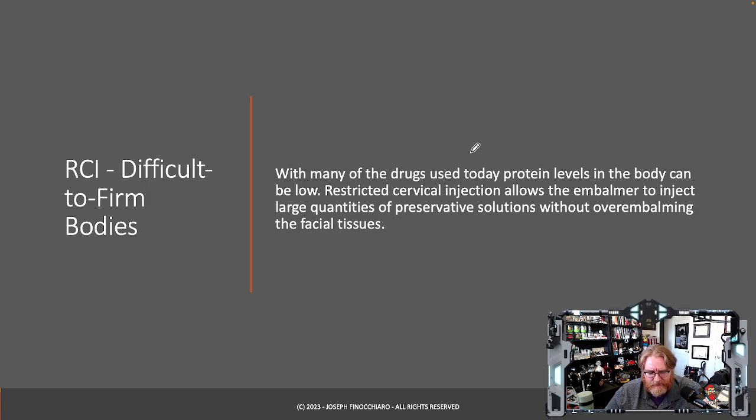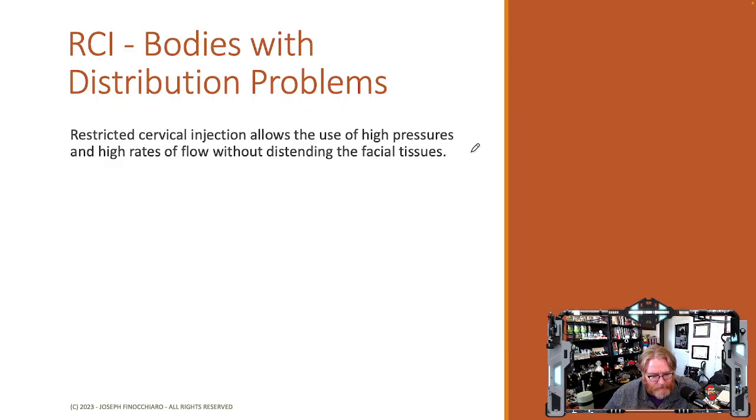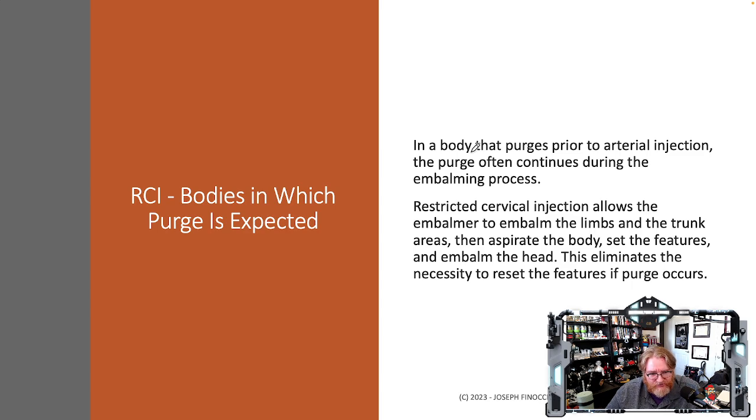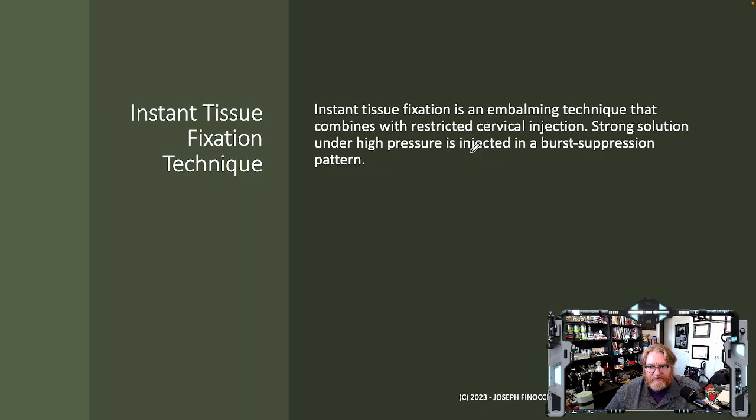Again, complicated situation. With many drugs used today, protein levels in the body can be low. Restricted cervical allows you to inject large quantities without over-embalming facial tissues. So you could basically just keep injecting strong solution, larger quantities, into the torso and the extremities until you finally get what you're looking for, and then you can work on the head. Bodies with distribution problems, that way you don't push any clots into the head or do any swelling. Bodies with high formaldehyde demand, bodies in which purge is expected, jaundiced bodies.